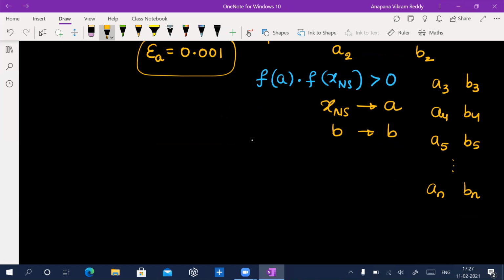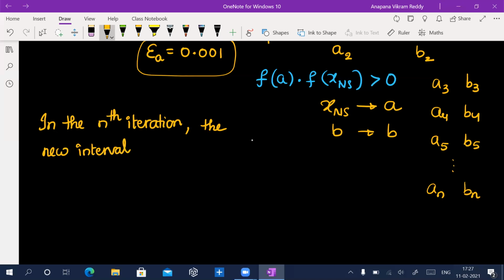So now, what can I say in the nth iteration? I don't know what my n is, I'm going to find my n. In the nth iteration, the new interval, it's a matter of a ten-second question here, it's not really more than that, I'm just explaining you in detail. The new interval will be, I can write like this, an comma bn.